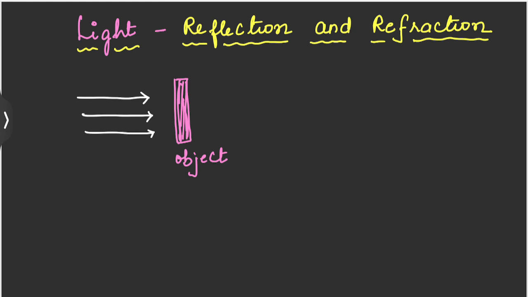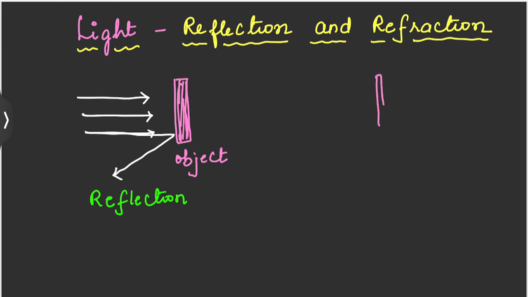Then what happens to these rays? So here most of the light rays will go and hit the object and they will bounce back like this. So if they are bouncing back like this, then this is called as reflection of light.